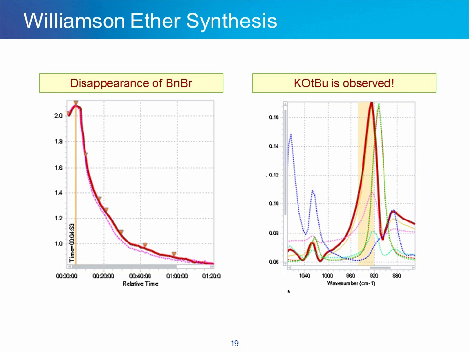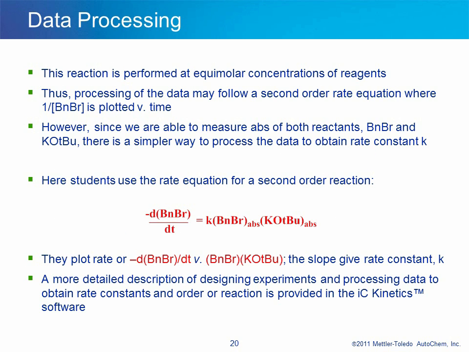This slide demonstrates the data of the Williamson ether synthesis. On the diagram on the left, we show the disappearance of benzyl bromide. On the diagram on the right, we show actually how we are detecting potassium tertiary butoxide as it shows up as an absorption at around 1930 inverse centimeters, which is quite different from the absorption of tertiary butyl alcohol, which shows up around 920 inverse centimeters.